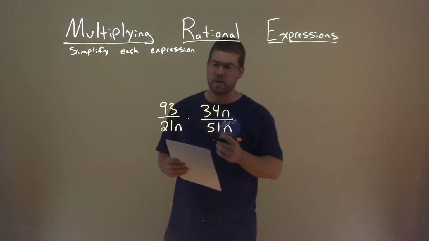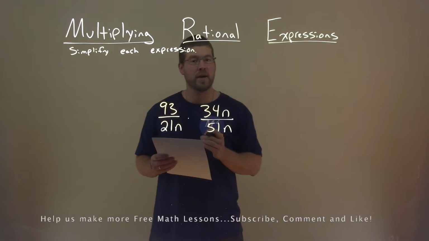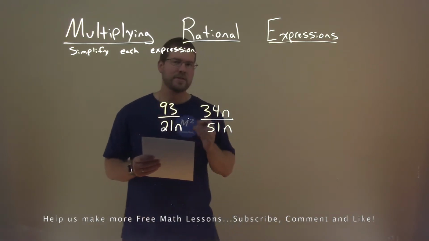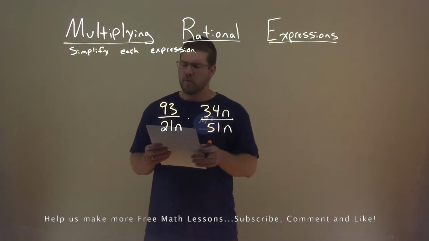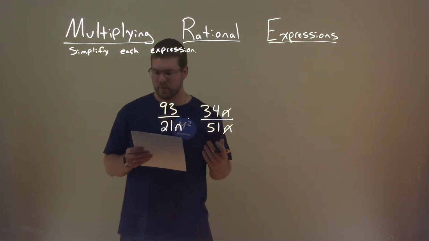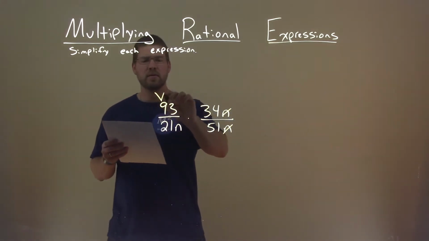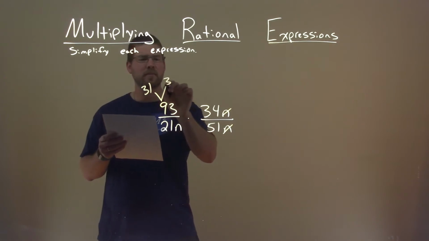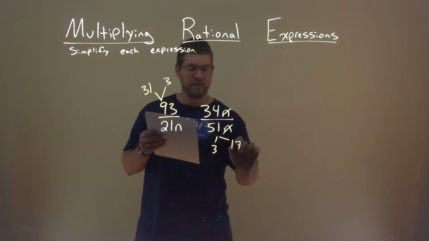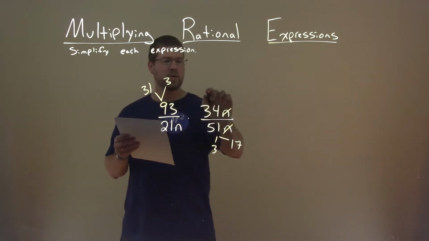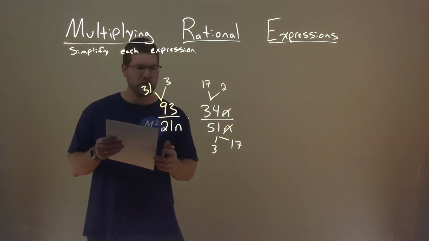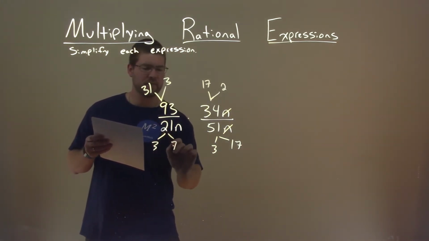We're given this expression right here, 93 divided by 21n times 34n divided by 51m, and we want to simplify this expression. So my goal here first is to see what we can cancel out. There's an n here and an n here. That's pretty easy. 93, well, that is 31 times 3. Let's break these down. 51 is 3 times 17. And 34, well, that's 17 times 2. And 21, that is 3 times 7.